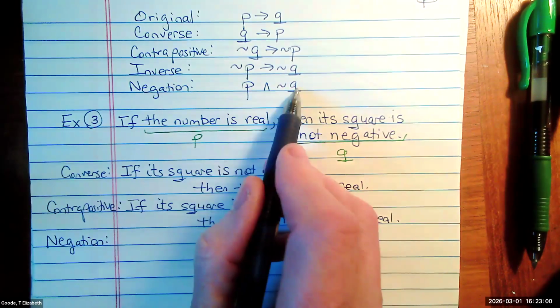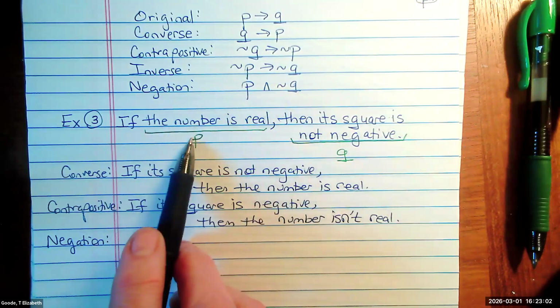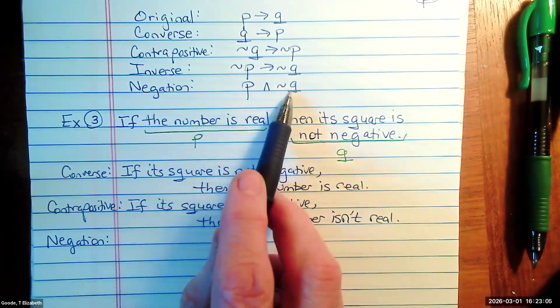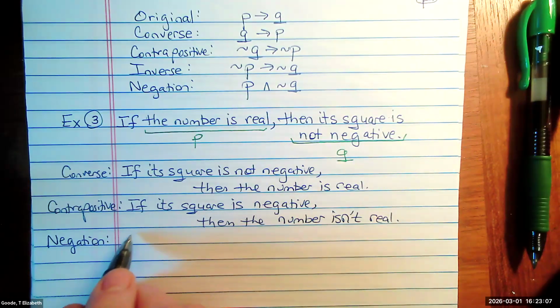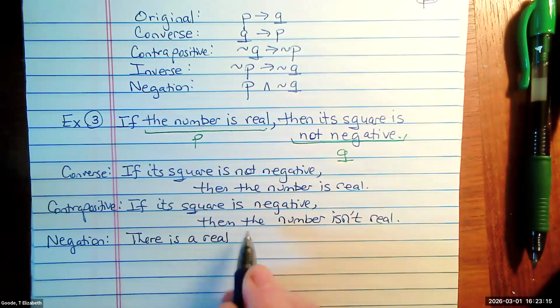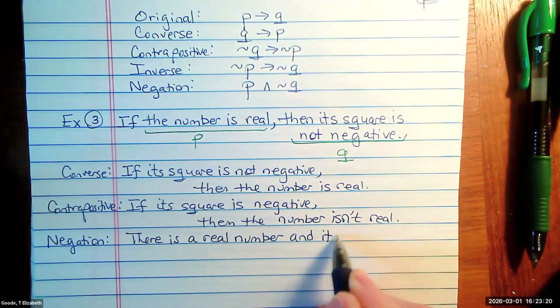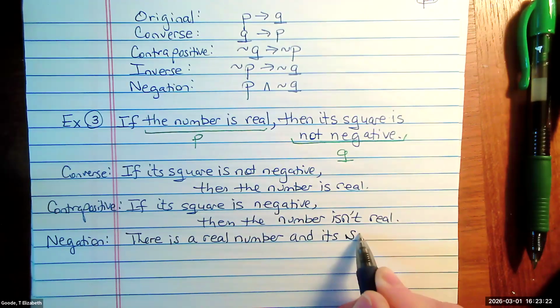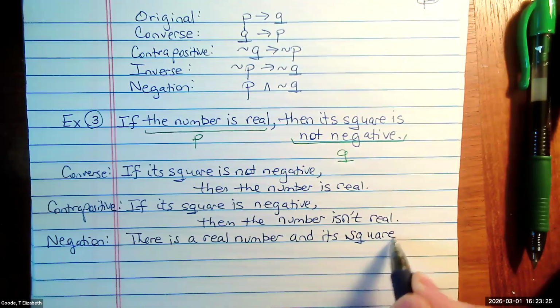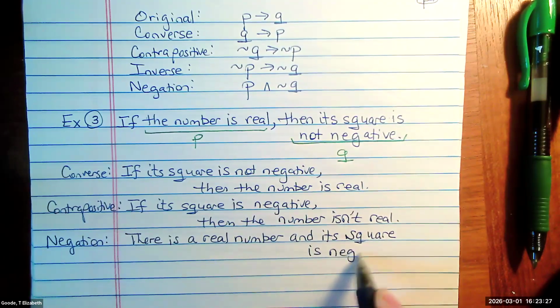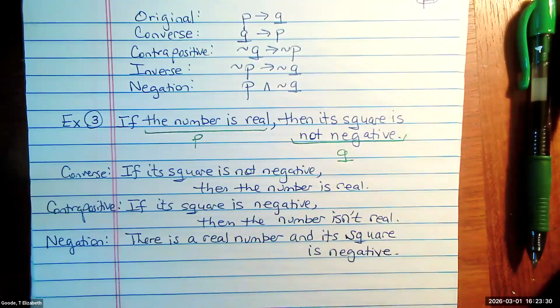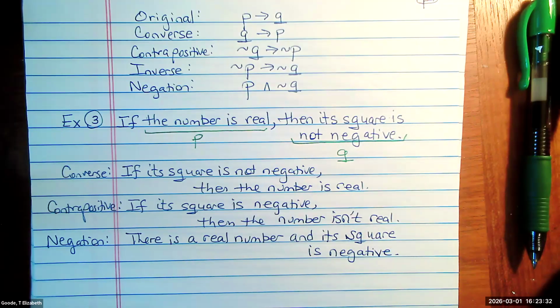In fact, we get an and statement. So give it another shot. Here's P, and we want and not Q. There exists a real number and its square is negative. There is, yeah, exists or there is a real number and its square is negative. So it just takes a little bit of careful consideration to get these correct.